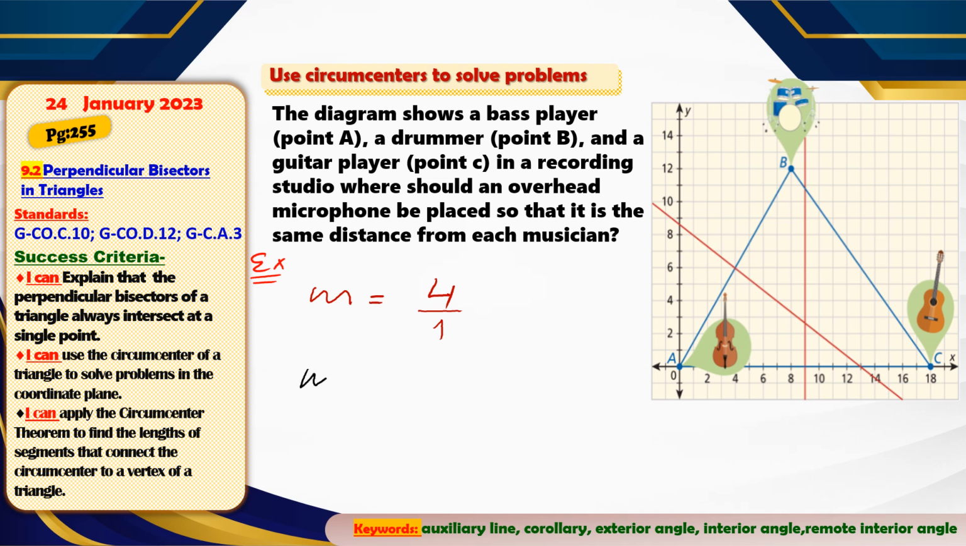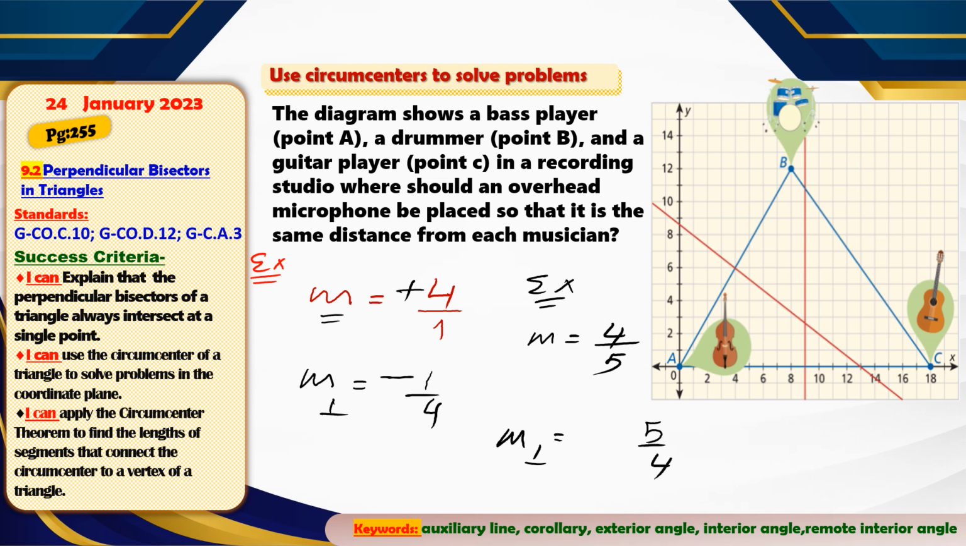The slope of the perpendicular line will be the reciprocal of this slope. Reciprocal means flip this slope, so 4 over 1 becomes 1 over 4. And for the perpendicular line, the sign will be opposite. So if this is positive, you will get a negative answer. This is how we find the slope of a perpendicular line if the slope of the line is known. Take another example. If the slope of the line is 4 over 5, then what will be the slope of the perpendicular line? It will be the reciprocal, that is 5 over 4, and change the sign, so it will be negative 5 over 4. This is the most important thing which we should remember before finding the circumcenter.